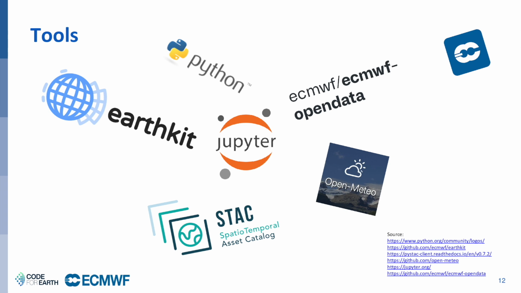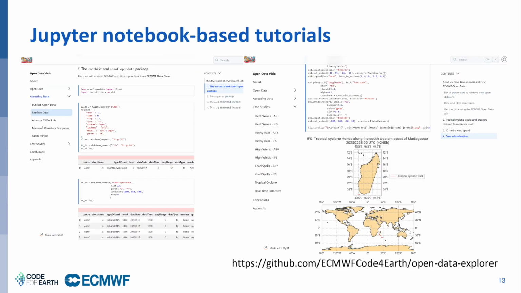So for this project, I used the following tools: Jupyter to create a Jupyter Book in Python with EarthKit, ECMWF Open Data, the Python client, Planetary Computer, and Open-Meteo requests libraries, as well as other packages. So if anyone has a QR code, they can also see these tutorials. So the Jupyter notebooks are structured in the following order.